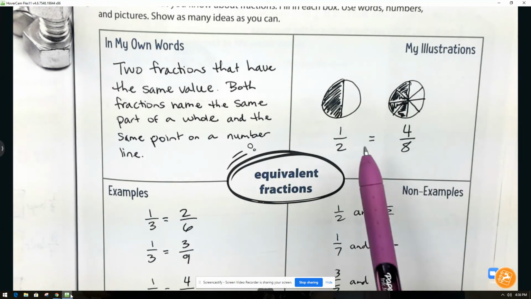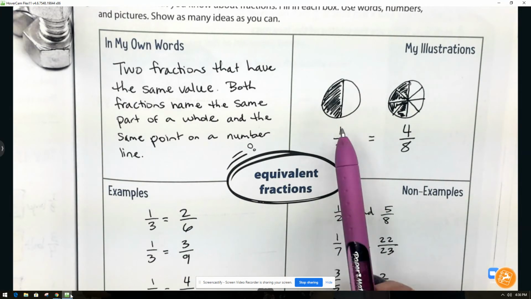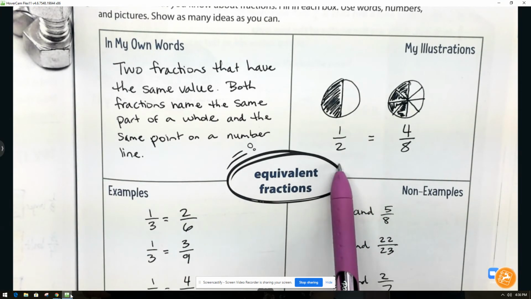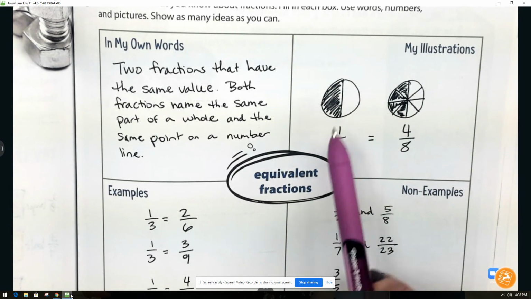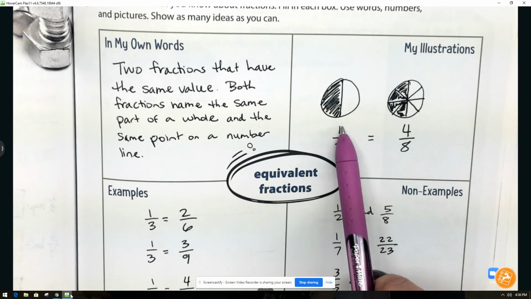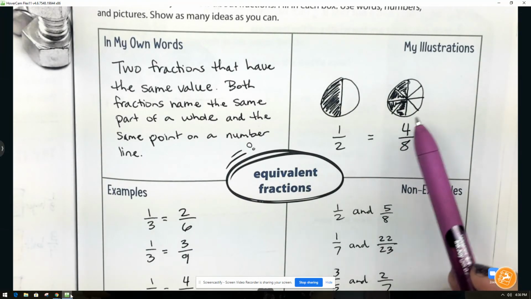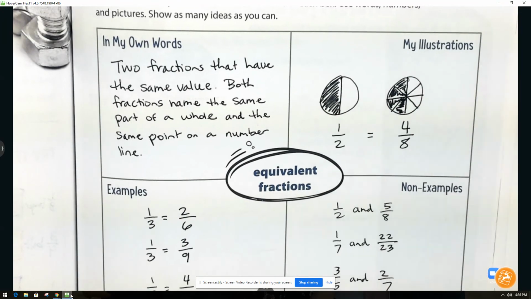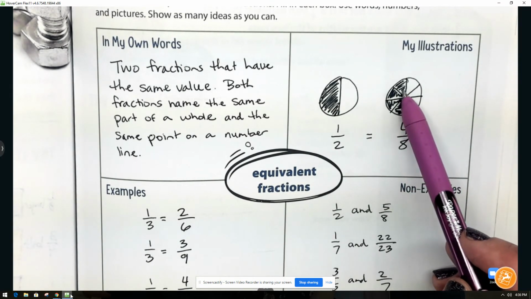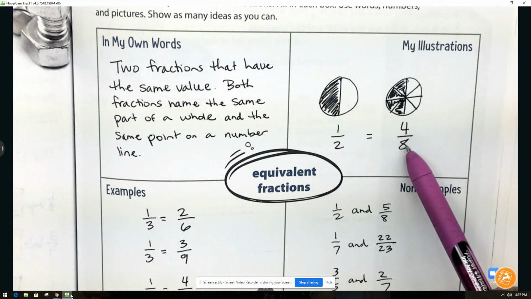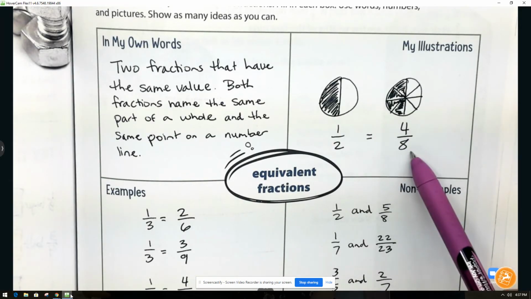Now, a way that we can show equivalent fractions is here I've drawn 2 pies. And this pie is broken into two parts. So the denominator is 2, and 1 has been shaded in. So we have 1/2. Half of this circle is shaded in. Now, in this illustration, half of the circle is still shaded in, but this time it's broken into 8 parts. And I colored in 1, 2, 3, 4 of those 8 parts. And so 1/2 is equivalent or equal to 4/8.